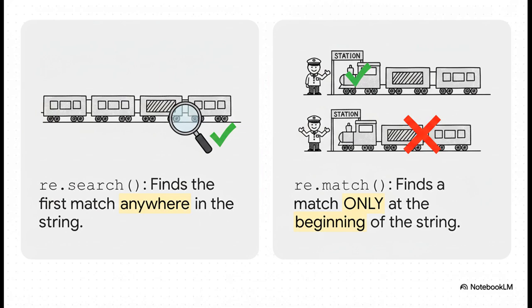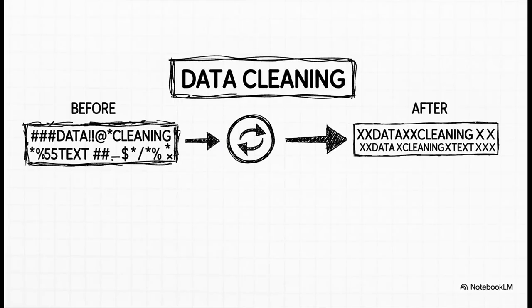If it's not, it finds nothing. So far, all we've done is find things. But what if you want to change them? That's where re.sub, which is short for substitute, is an absolute lifesaver. Think about cleaning up messy data or hiding sensitive information.